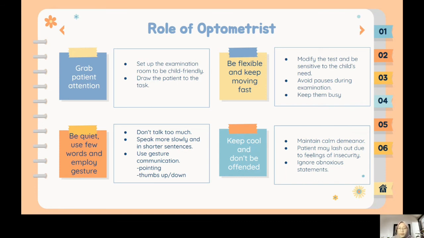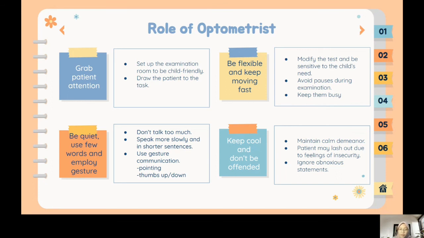The next point is to be quiet, use few words and employ gesture. Don't talk too much. This is because noise is distracting and irritating and will make them feel uncomfortable. Quietness will facilitate attention. Besides, many children have hearing problems and their auditory processing is low, so you will need to speak a little more slowly than usual and in shorter sentences.